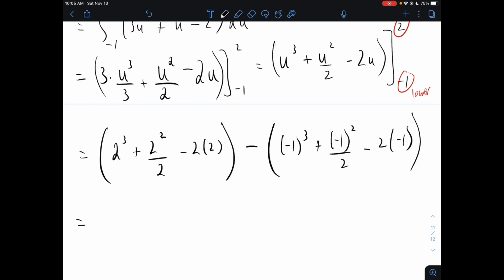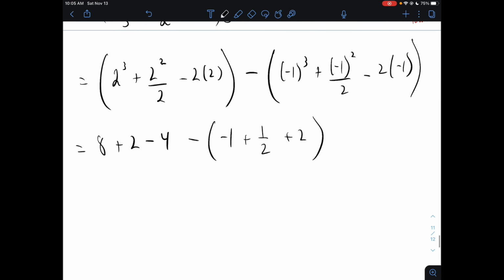And then we just clean this all up. 2 to the third power is 8. 2 squared divided by 2 is 2. 2 times 2 is 4. -1 to the third power is -1. -1 squared divided by 2 is +1/2. And then -2 times -1 is 2. So I end up with 10 minus 4, which is 6, minus, parentheses, -1 plus 2 is 1. 1 plus 1/2 is 3/2. So this gives me 12/2, because that's what 6 is, minus 3/2, and that gives me 9/2.